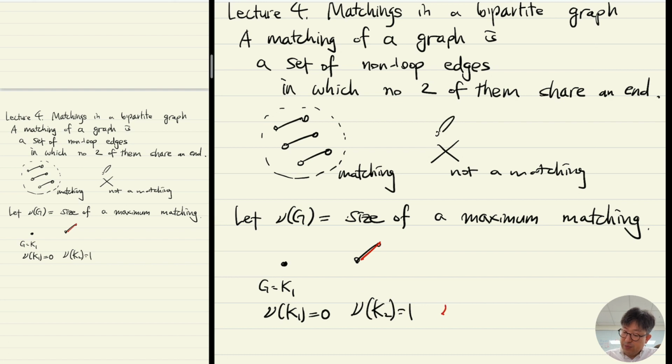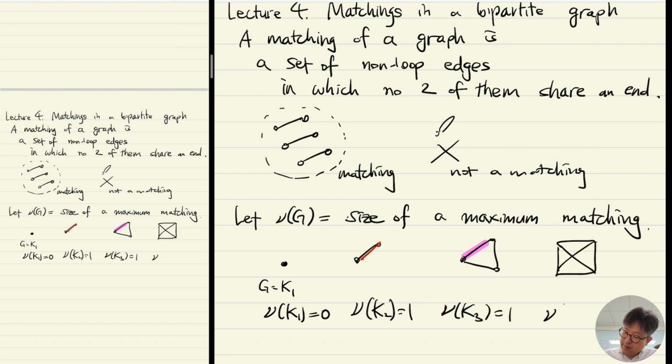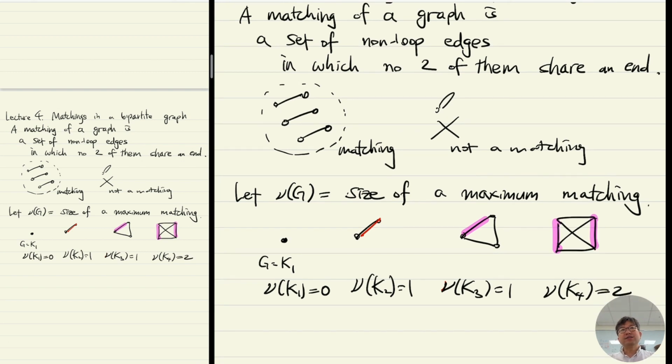and nu of K3 is 1, right? Because I can take one edge, and nu of K4 is 2 because I can take these two edges, right? So the size of a maximum matching is nu.